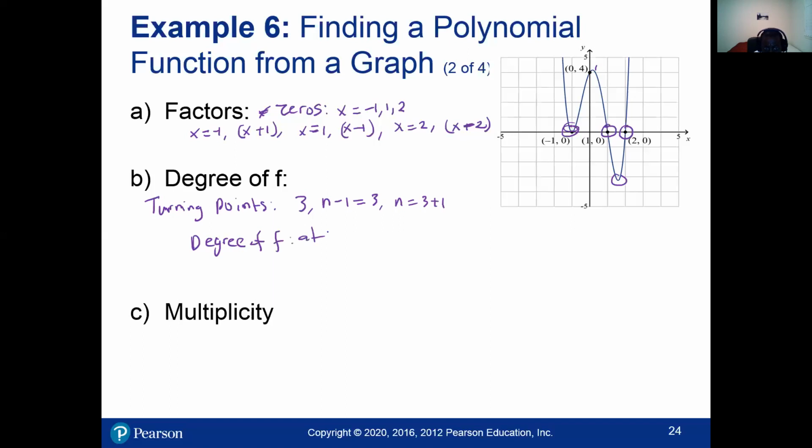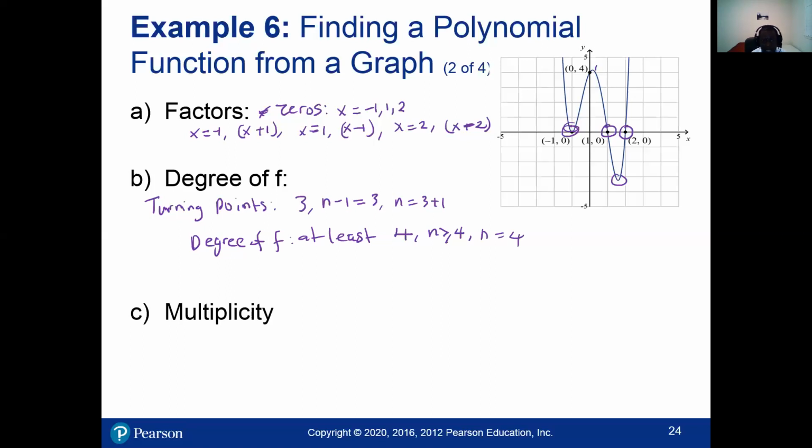So the degree of this function, the degree of f, is at least 4. So that means your n can be greater than or equal to 4. And here we'll pick the least, or the smallest degree, which in this case will be n equal to 4. All right.